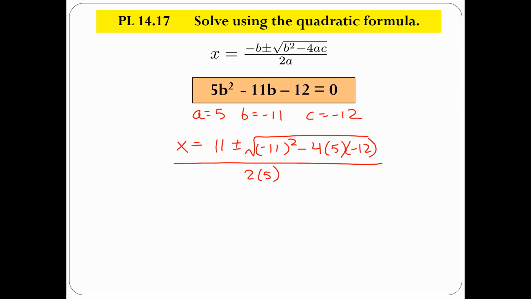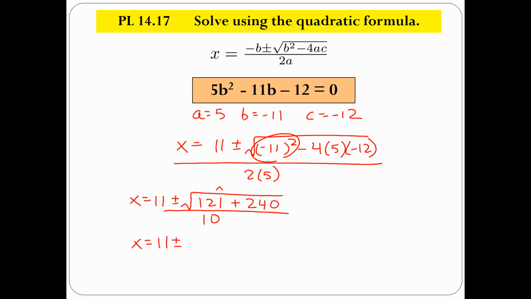Okay, so we have the three parts that we want to evaluate. So x is equal to 11 plus or minus the square root. Negative 11 times negative 11 is 121. And negative 4 times 5 times negative 12 is 240. So now that's all divided by 10, because 2 times 5 is 10. So we have x is equal to 11 plus or minus. This equals 361, and that is actually a perfect square, which is 19. So it's going to be plus or minus 19 divided by 10.